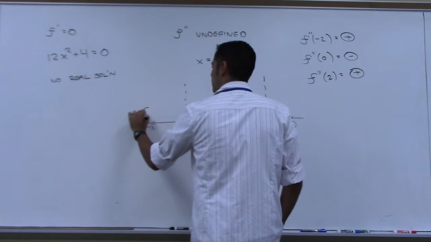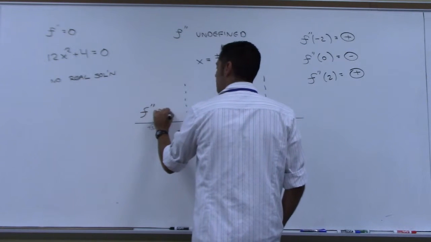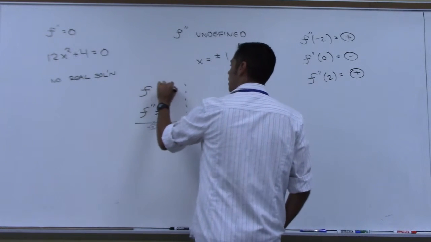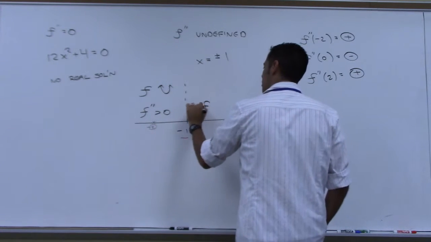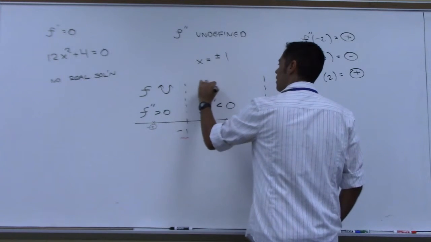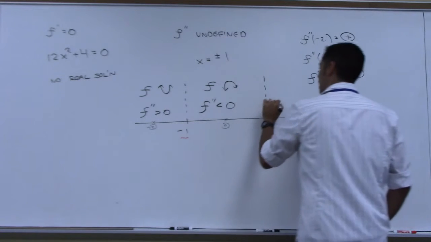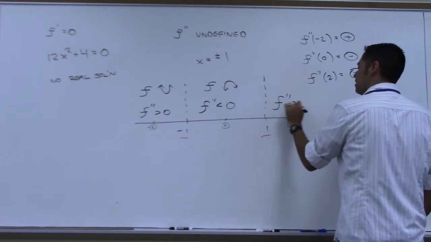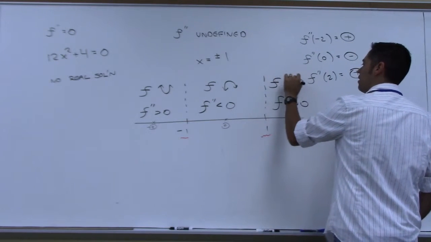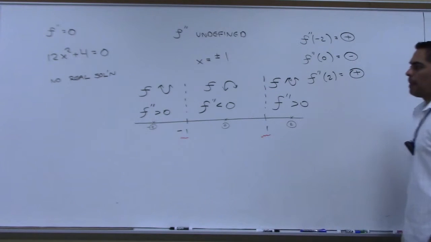This second derivative being positive here tells us the original function is concave up. The second derivative being negative here tells us the original function here is concave down. And the second derivative being positive here tells us the original function is concave up here. Right?